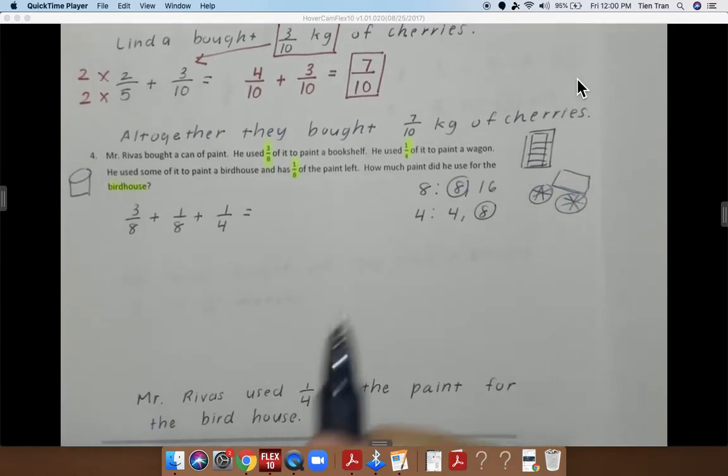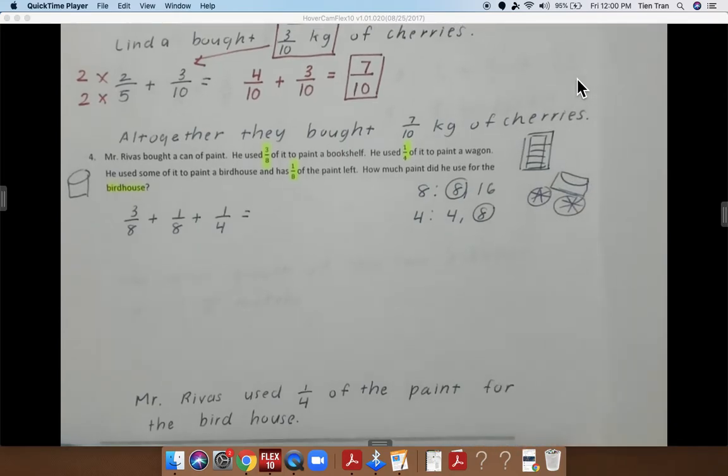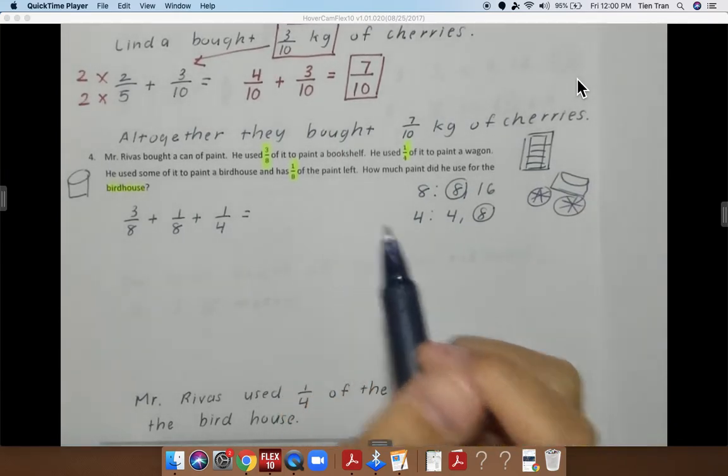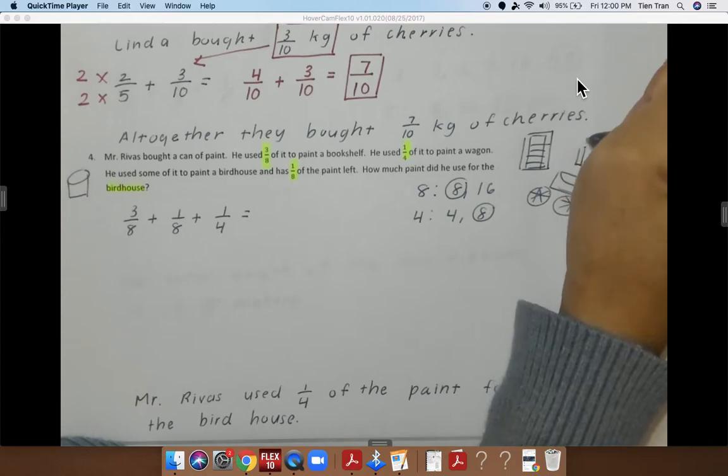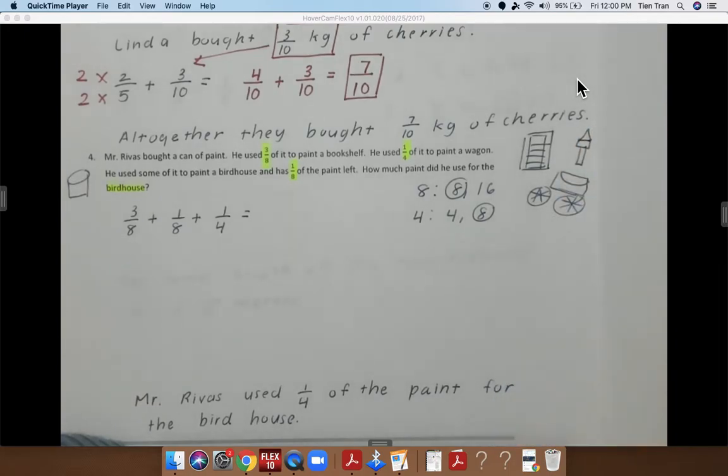My wagon doesn't look good, but oh well. That's his wagon. And then he wants to paint a birdhouse. So I'm picturing a little birdhouse as well. So those are the 3 things he wants to paint.